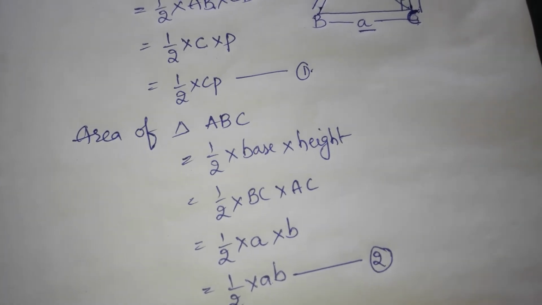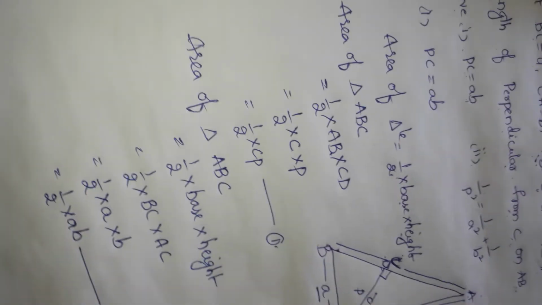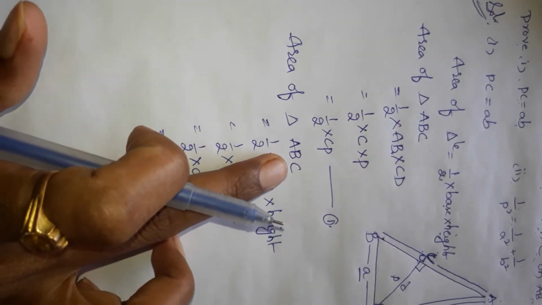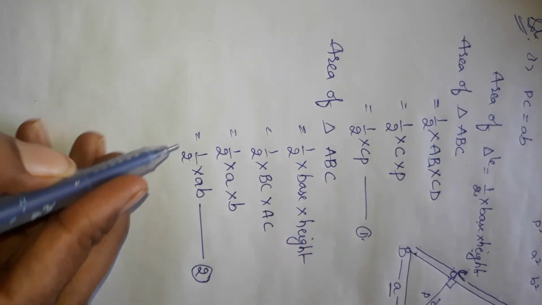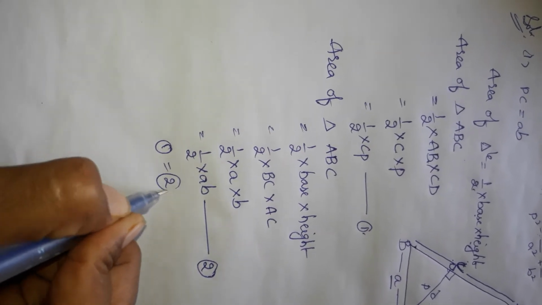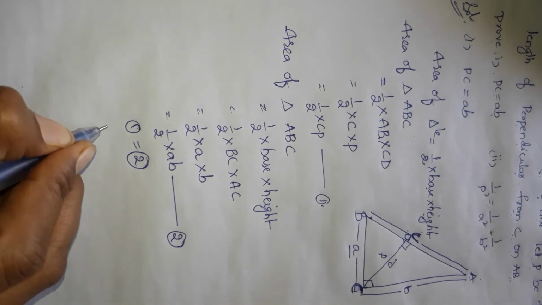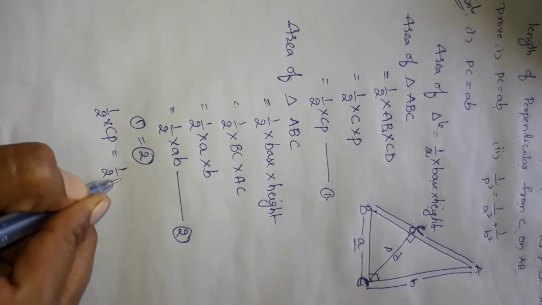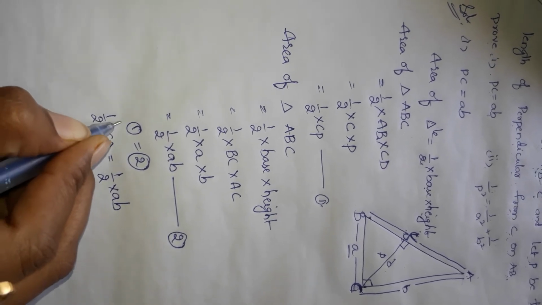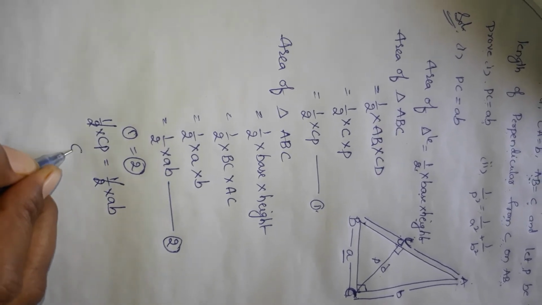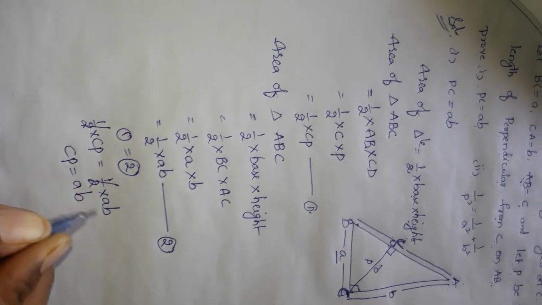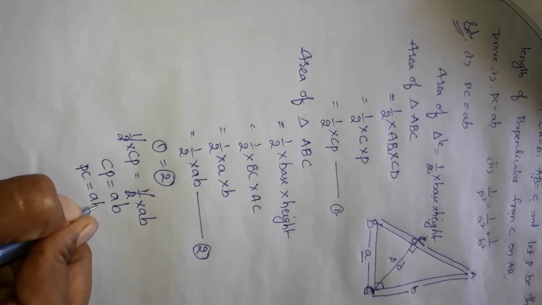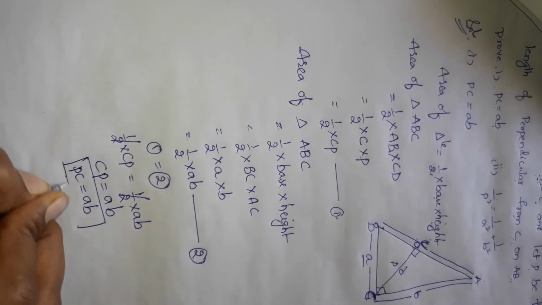Consider it as 2. If you see here, this is area of triangle ABC. This is also area of triangle ABC. Both are same, right? So I am equating 1 is equals to 2 here. So here we know that half into CP is equals to half into AB. This half gets cancelled, right? CP is equals to AB. Hence we proved that PC is equals to AB. Hence we proved the first one.